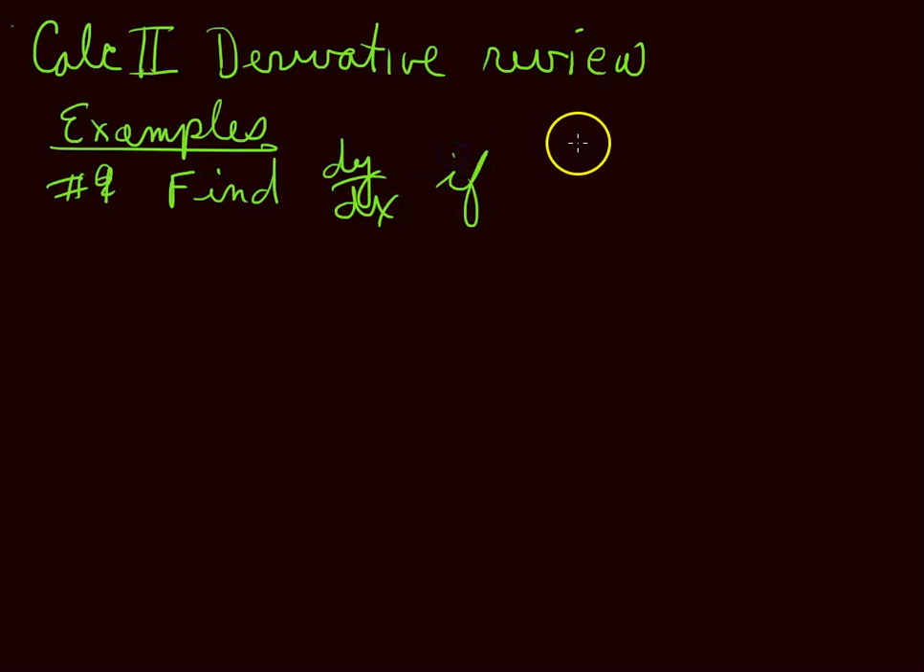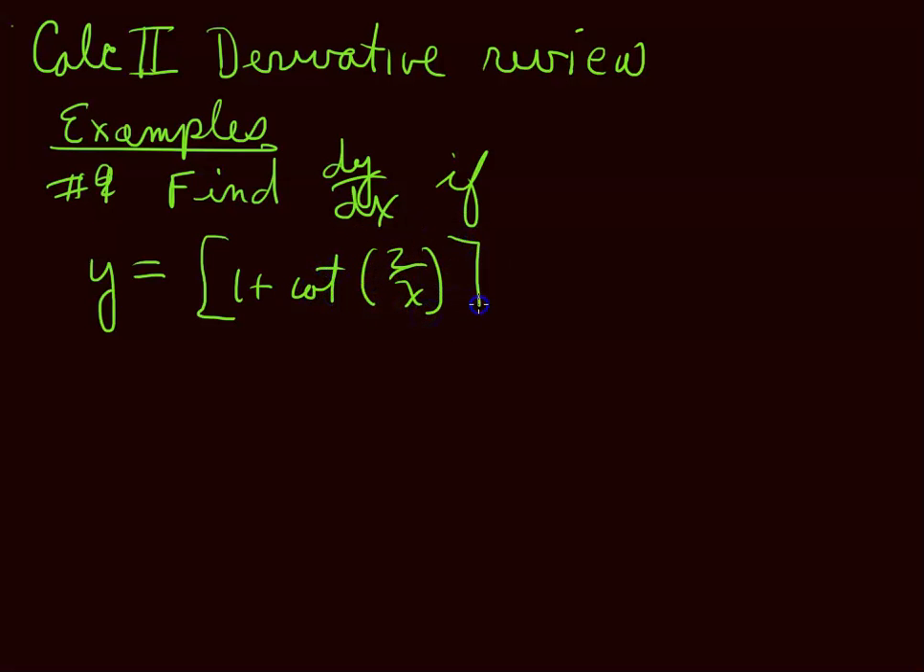If, and then we're going to give you the problem, y equals 1 plus cotangent of 2 over x, and all of that to the negative 2 power. Now, as you're doing this, don't just do it to run through the problem. Try to think a little bit, remind yourselves. If I'm trying to find dy dx, what do I see when I look at this?